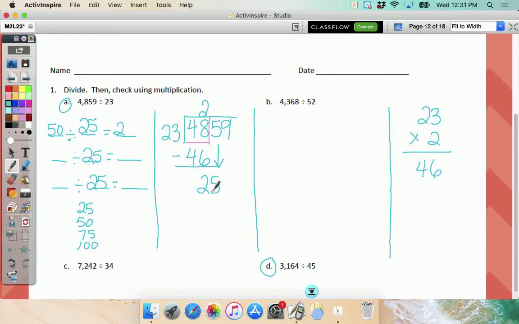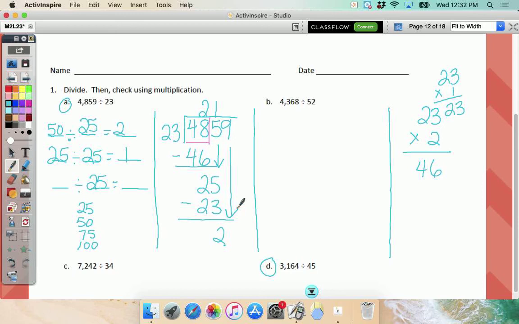Now my question is, what number over to the side is closest to 25? Dade? What number over here, multiples of 25, is closest to 25? 25. Thank you. So 25 divided by 25 is? Now you have a choice. You can put 23 times 1 in your guess and check, if that helps you. Or you can write it and just subtract it. All right? Is 2 less than 23? Bring down my 9.